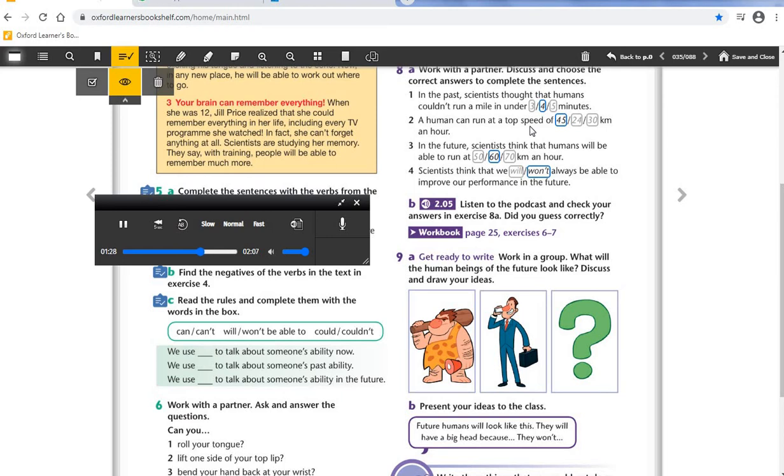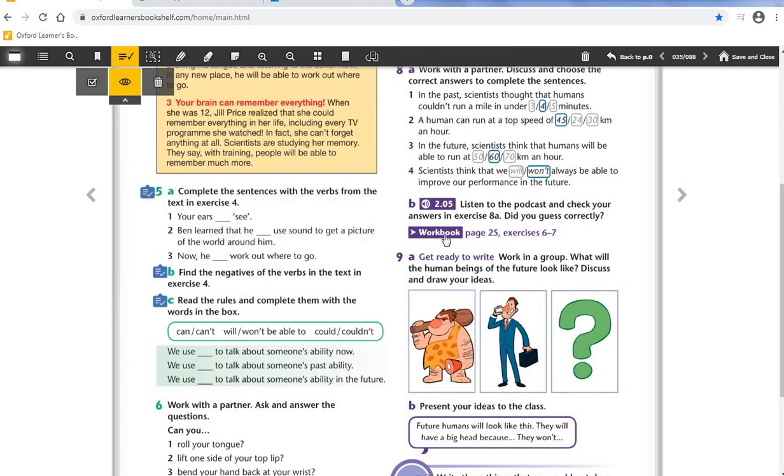Can humans improve forever? Scientists say that we have not reached the limits of what we can do. At the moment, Usain Bolt, the fastest man in the world, can run at a top speed of nearly 45 kilometers an hour. In the future, scientists say that humans will be able to run 60 or more kilometers an hour. But is there a limit? Yes, there is. The human body, as it is now, can't improve forever. In the future, athletes won't be able to break records very easily.